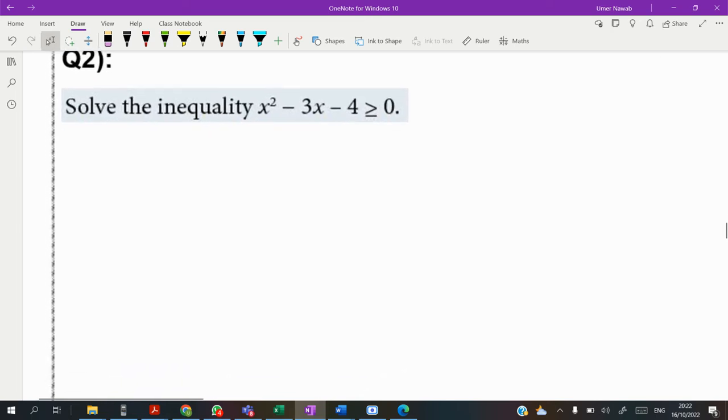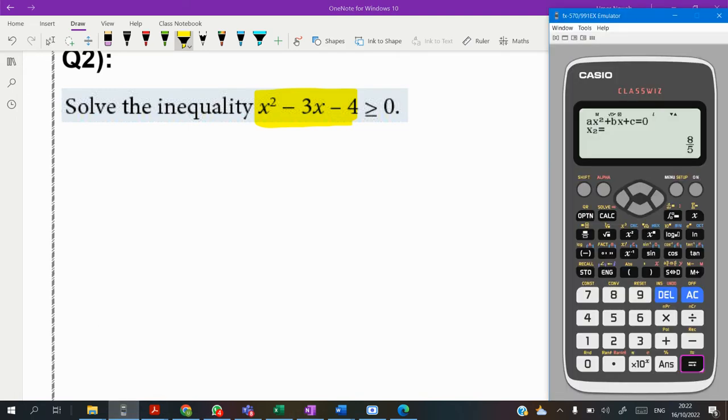Now the second one is, he said that we need to solve the inequality. Now solving the inequality, you will use the same technique. How? Go to the calculator and write the coefficient of x squared, which is 1, enter, minus 3, enter, minus 4, enter, and what are the two answers? x is equal to 4 and x is equal to minus 1.